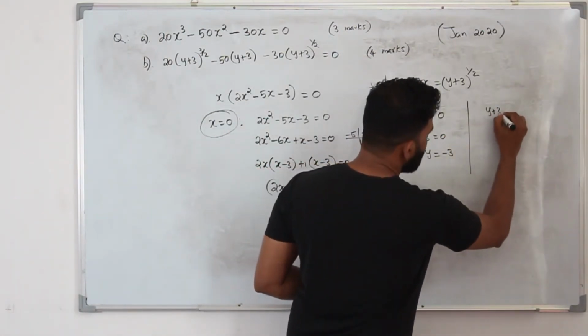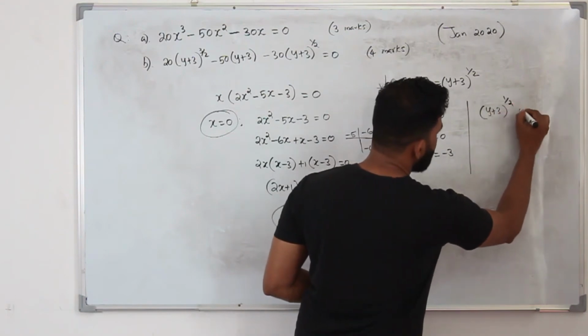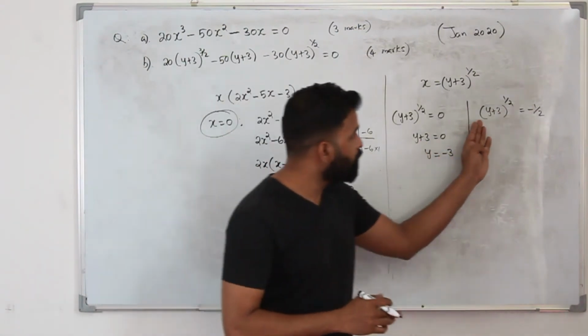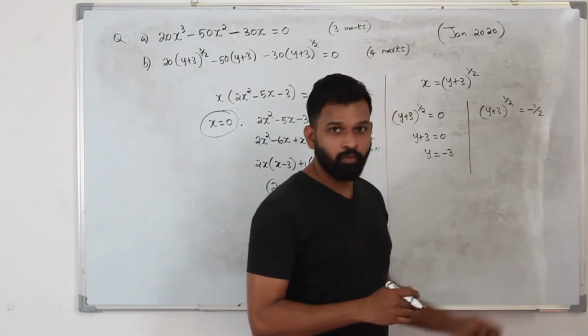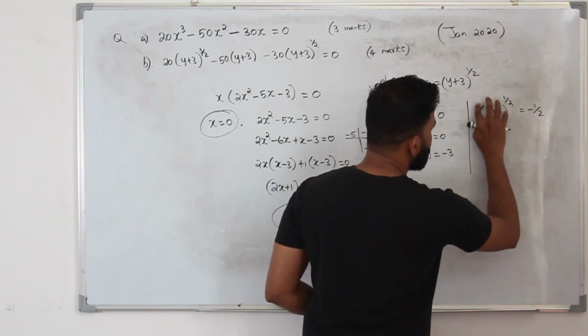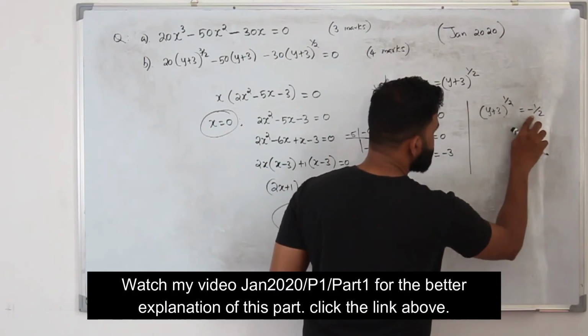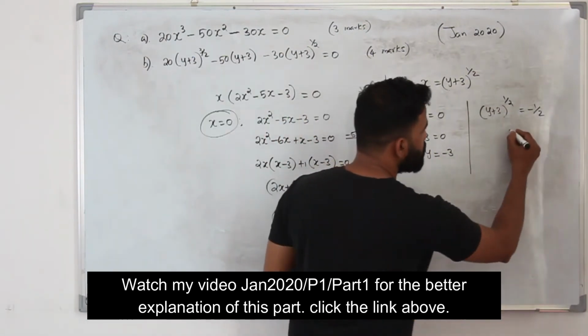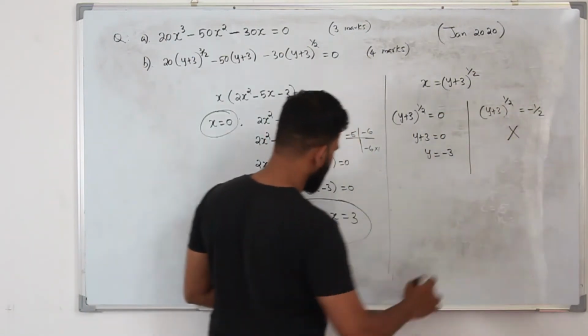Y plus 3 to the power half is minus half. You cannot just blindly square both sides and find the value of y, because the square root of something is minus half, which is not possible. So this has no solution, leave it.